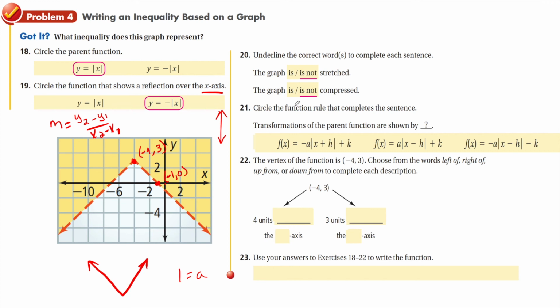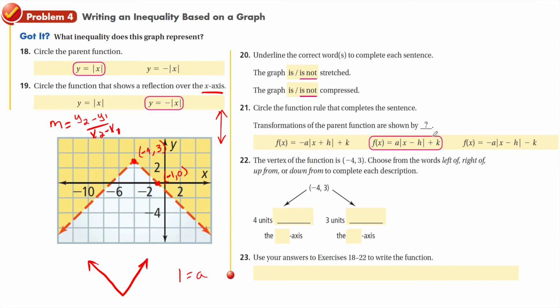21. Circle the function rule that completes the sentence. Transformations of a parent function are shown by... We have to do it based off of the original function, or the original form. The original form that we're going to be talking about will be a times the absolute value of x minus h plus k. That will be the original form. Now, the reason you don't worry about the negative on the outside next to the a is because that a value very well could be negative. And if that a value is negative, that will be showing the reflection, but we don't have to worry about it always being negative. It will never always be negative.